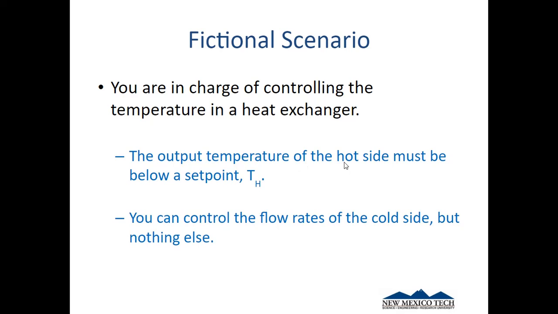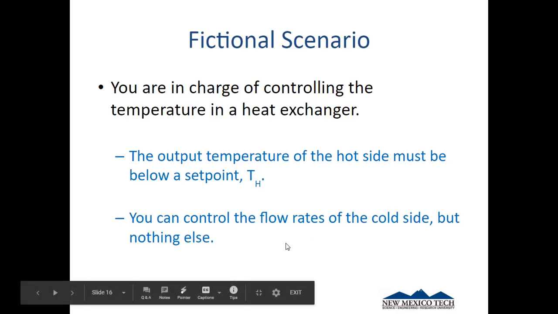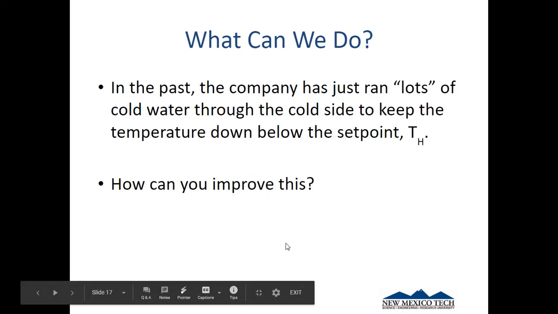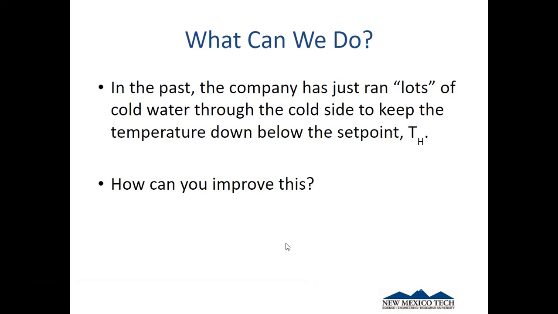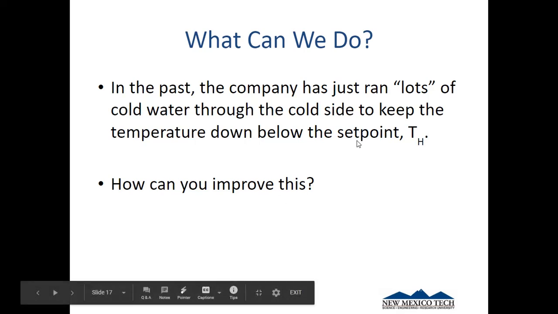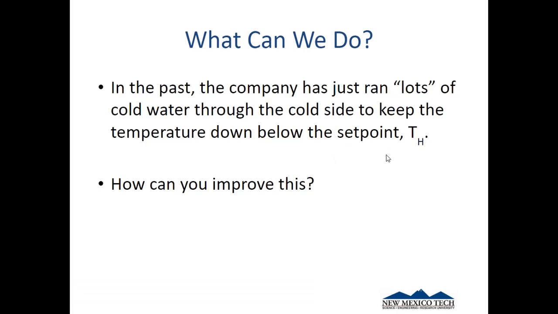Maybe you're controlling the temperature in a heat exchanger, and the output temperature of the hot side must be below a set point, and you can control the flow rates on the cold side, but nothing else. So maybe in the past, companies just ran a huge amount of cold water through it, and that's been good enough. It's kept the temperature down, but you come in on your first day and you're like, man, we're using a lot of water, and we probably don't need to use all that water. So how could I go about improving this?